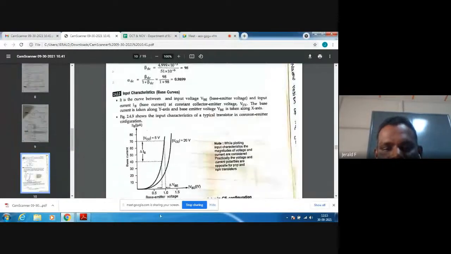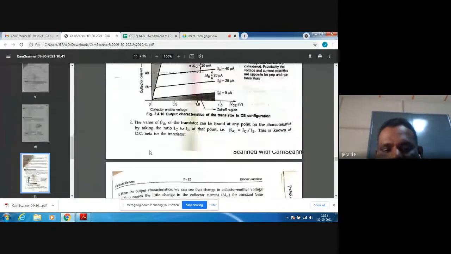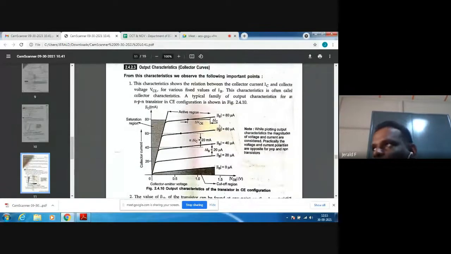So the same thing goes for transistor graphs, very important. The base voltage, base emitter voltage, base current. You are going to measure the base current. And next goes to the collector voltage and collector current. The base current, this is the collector current.